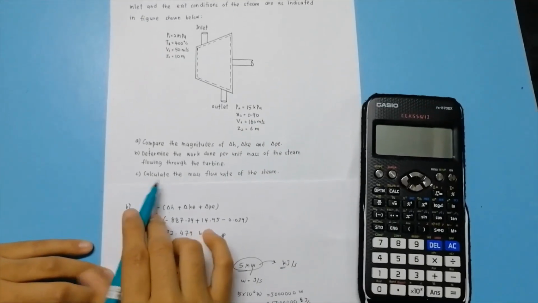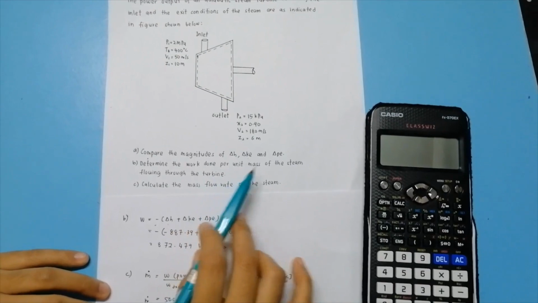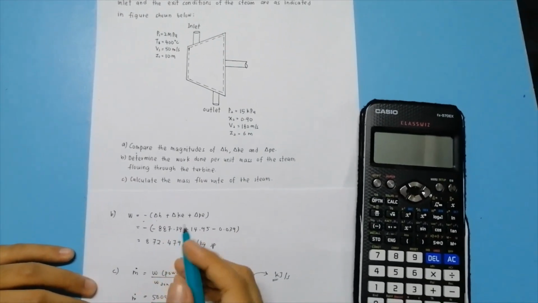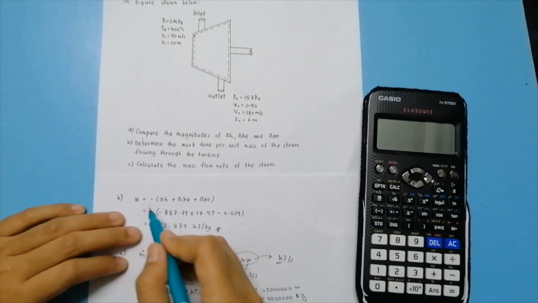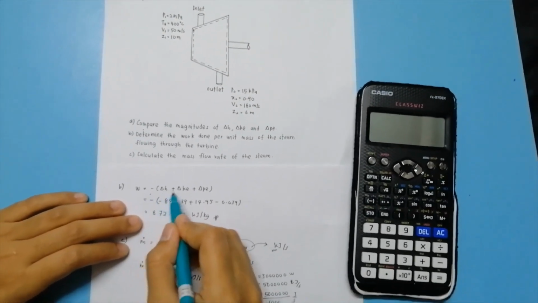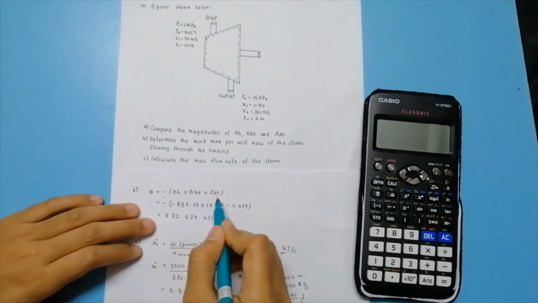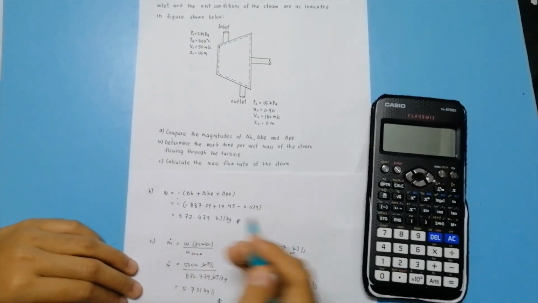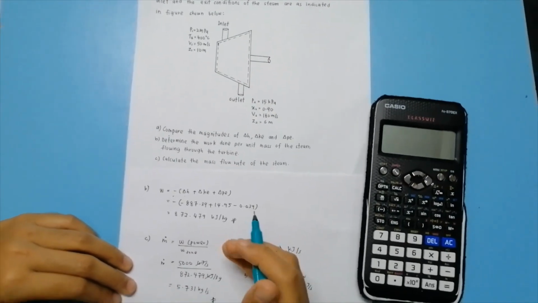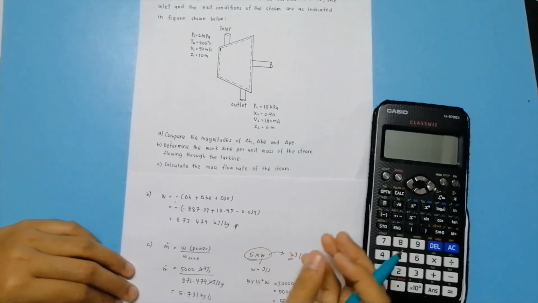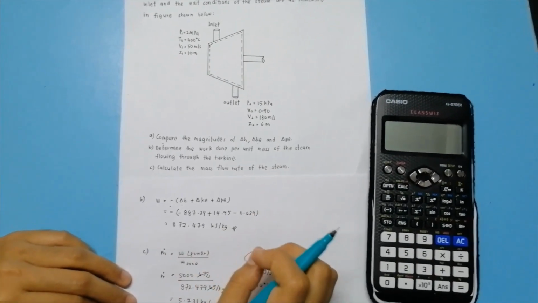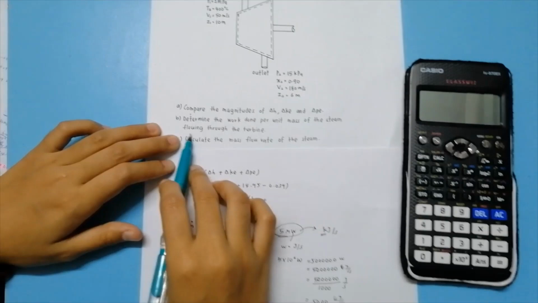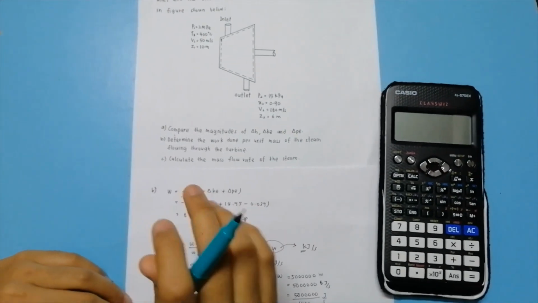Okay, for question B, we have to determine the work done per unit mass of the steam flowing through the turbine. So we can use this formula: work done is equal to negative delta H plus delta KE plus delta PE. And why is the sign negative? It's because for formal sign convention, the heat transfer from a system and work done on the system are negative. The question already said flowing through the turbine, which we know is on the system.